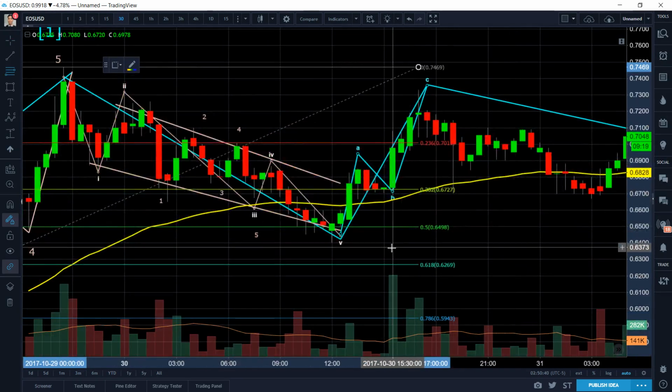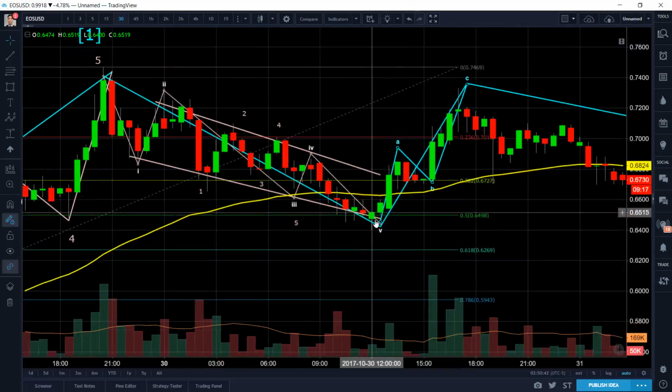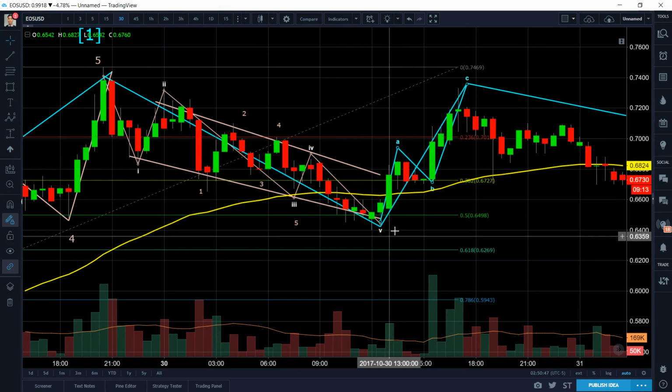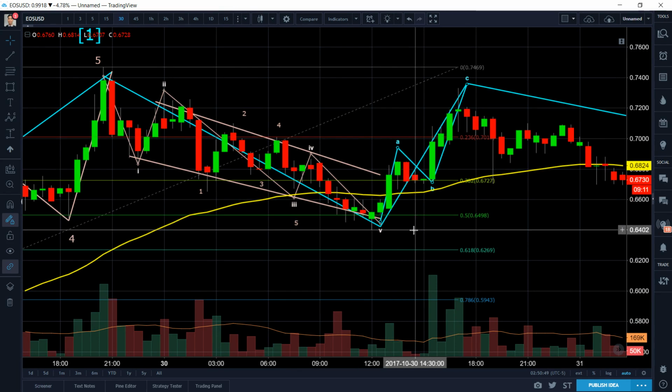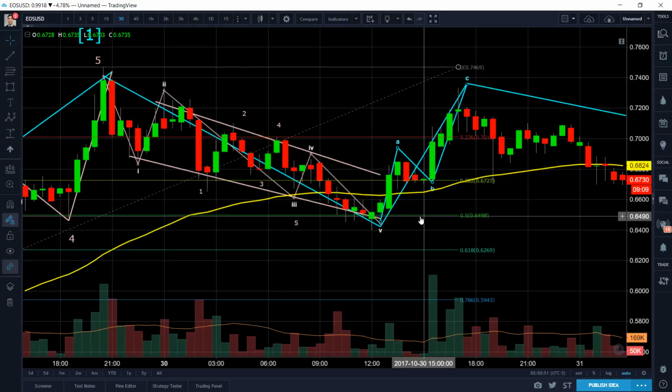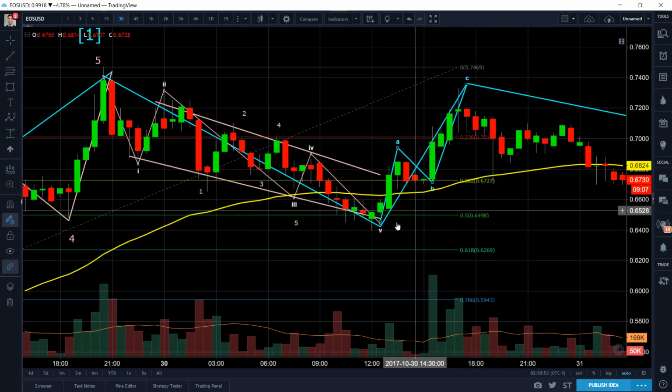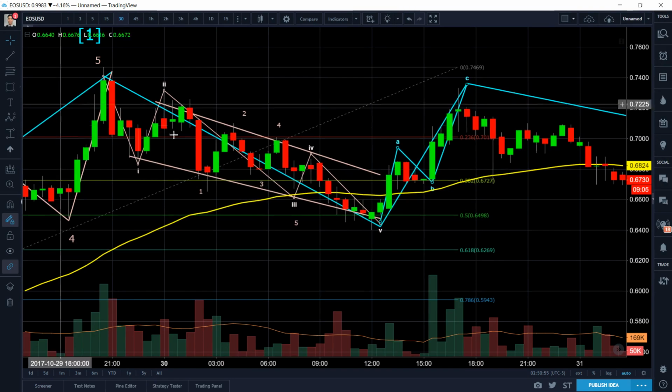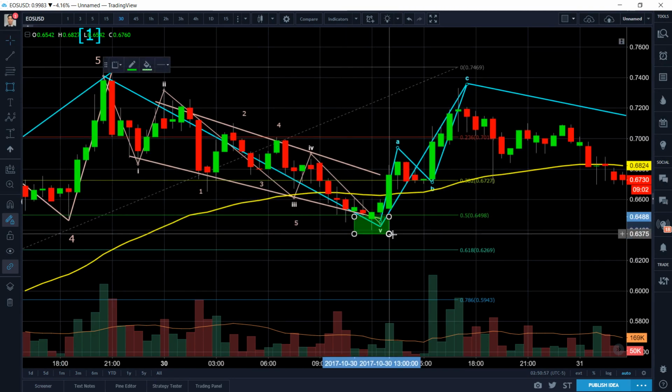Not only did it bounce off of it, but we got this beautiful candle called an inverted hammer, okay? This inverted hammer shows that the bears have tried to push it down, but the bulls have successfully defended and they rejected it by pushing back up. So on a 30-minute candle, this one right here would have been the perfect entry point.